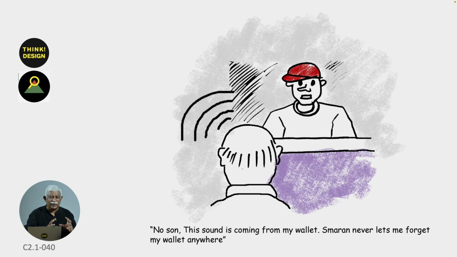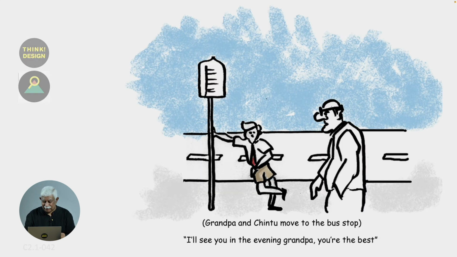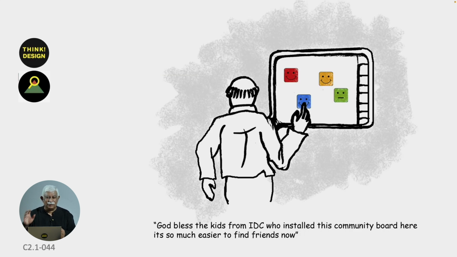Smaran lets me not worry about forgetting my wallet, because there is a bit of the device inside the wallet, which according to the proximity can make a sound. Chintu says that's cool grandpa, I wish I had something like that. Then he goes to the bus stop, the bus comes and Chintu goes to school. While Prabhakar is going back to his house, he sees on the community board that Mrs. Pramila from the neighboring township has agreed to go with him to the play. So he says God bless the kids from IDC who have installed this community board.